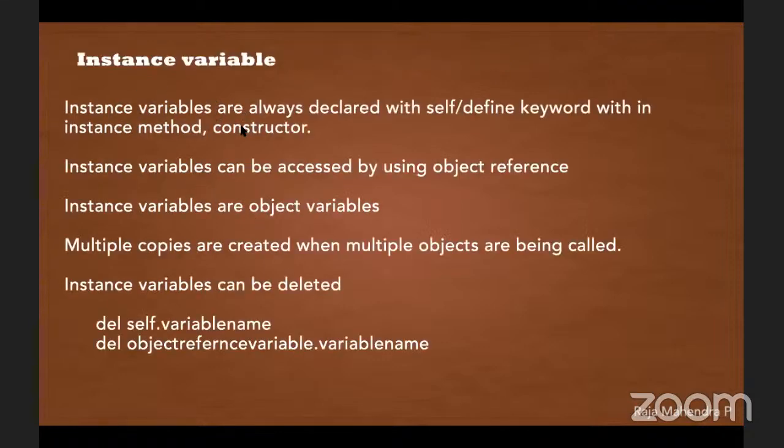So let me go through this understanding here. Instance variables are always declared with the self keyword. Instance variables can be accessed by using the object reference. Instance variables are the object variables, so multiple copies are created when multiple objects are created, and instance variables can be deleted by using the del command. This we'll talk about later.